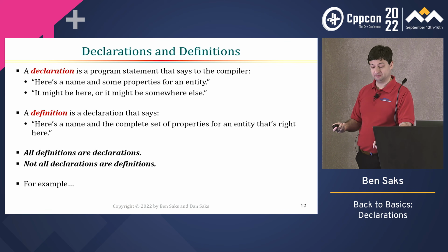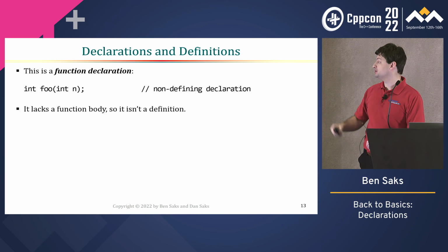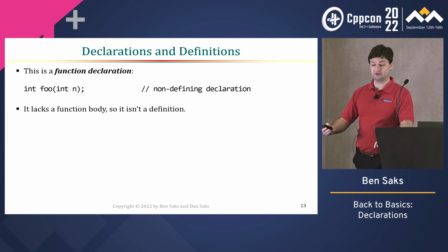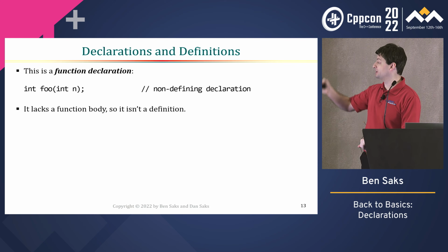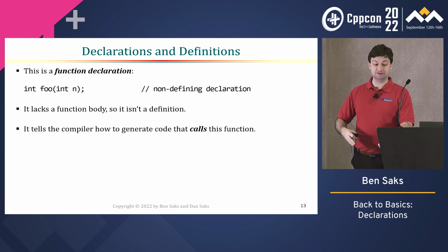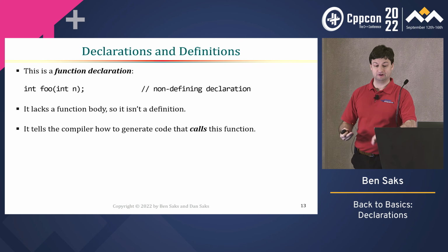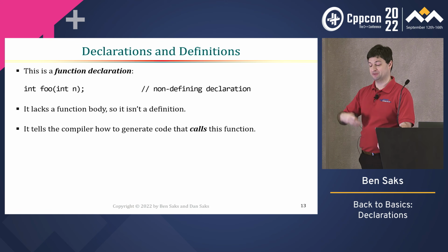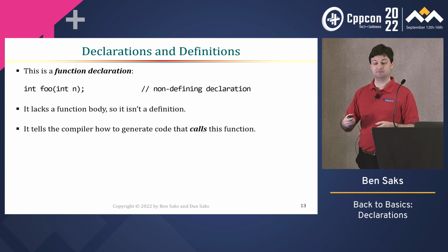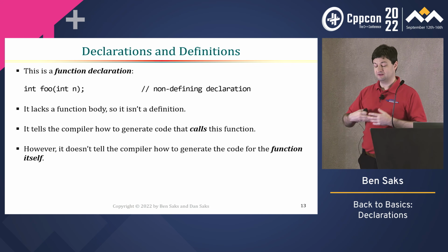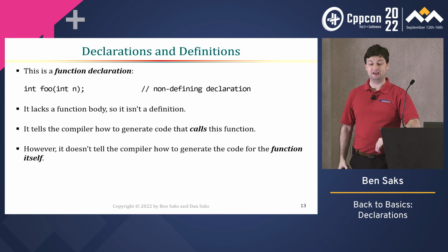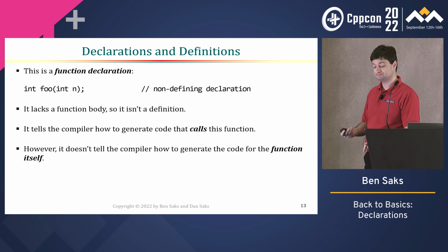So, for example, here we have a function declaration. It's not a definition because it doesn't have a function body. We don't see the brace enclosed body here. It tells the compiler enough to know how to call the function. We know that it takes an int and returns an int, but there isn't enough information here to tell the compiler how to generate the code that will actually execute the body of the function.